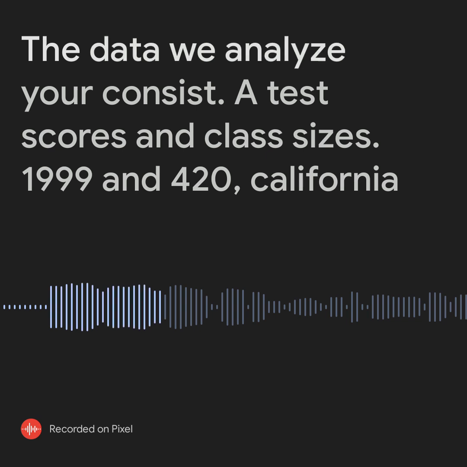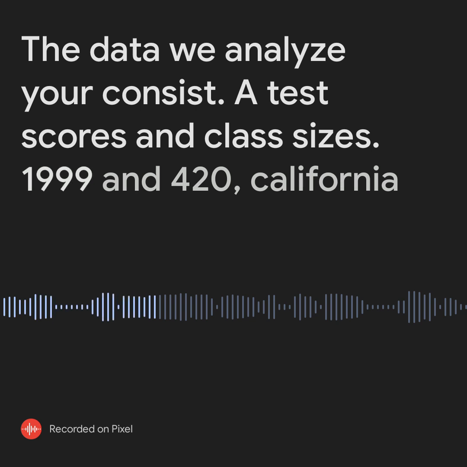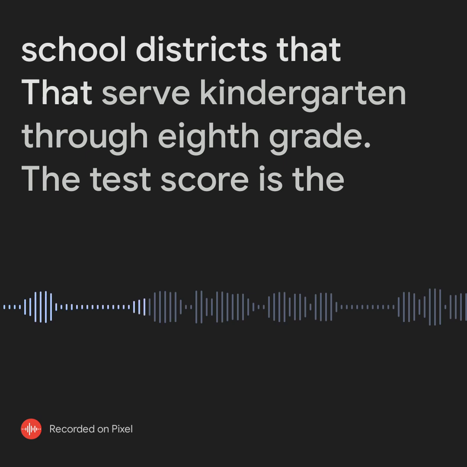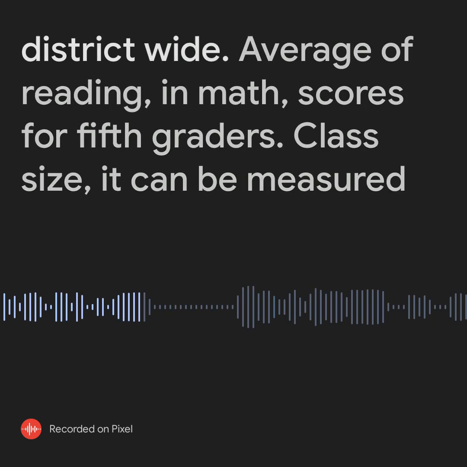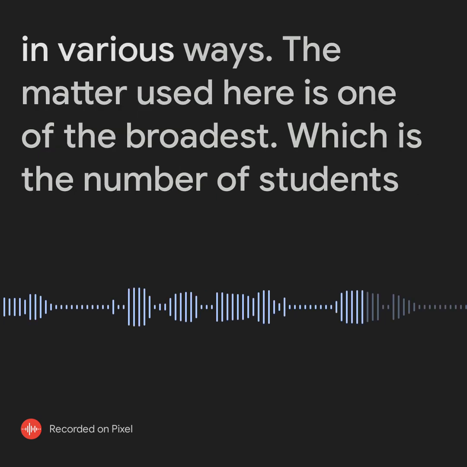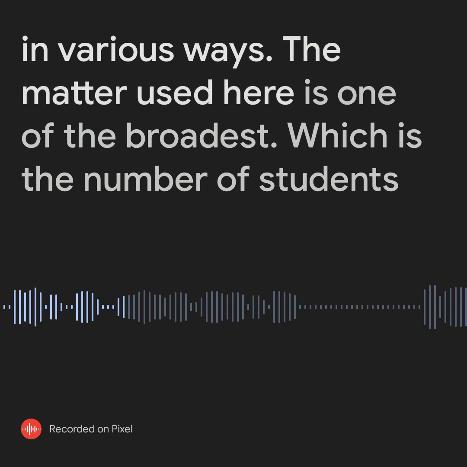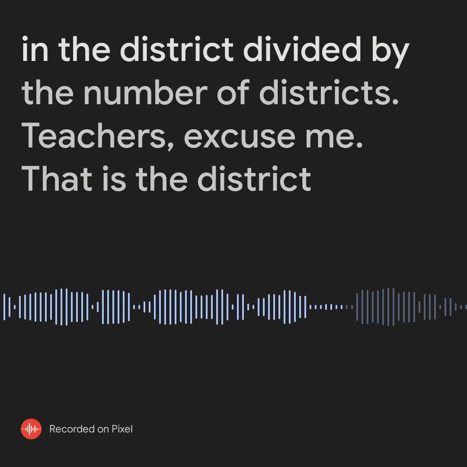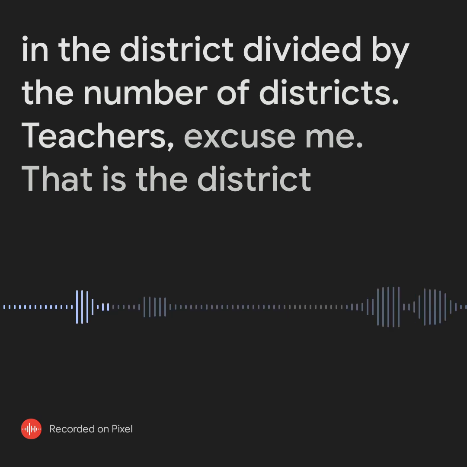The data we analyze here consists of test scores and class sizes in 1999 in 420 California school districts that serve kindergarten through 8th grade. The test score is the district-wide average of reading and math scores for 5th graders. Class size can be measured in various ways. The measure used here is one of the broadest, which is the number of students in the district divided by the number of teachers.